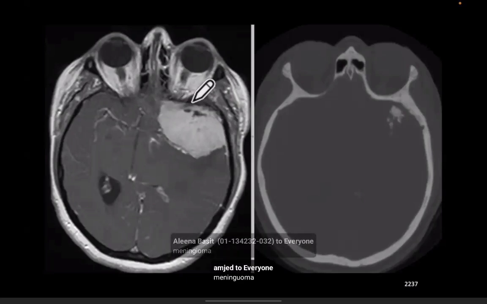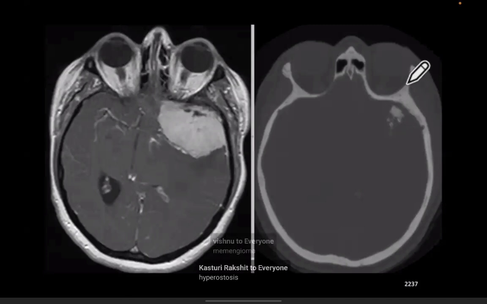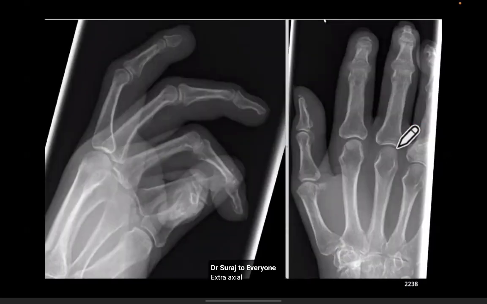Yeah, we've got a meningioma, got calcification within the meningioma, and we've got hyperostosis of the adjacent bone. So sphenoid wing meningioma with hyperostosis. Okay, what is going on here?